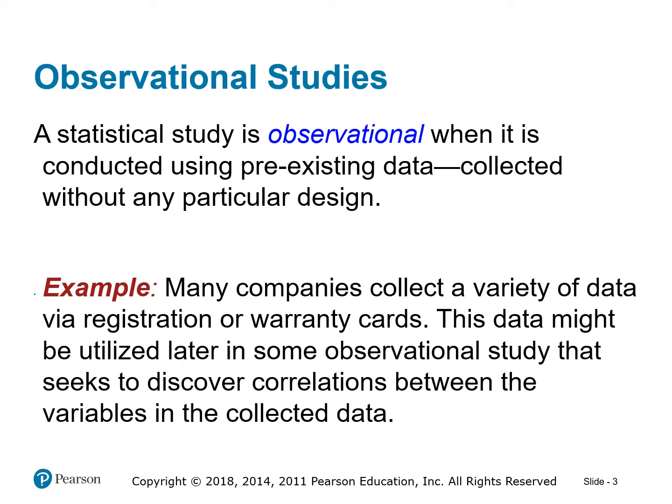I don't know if you realize this, but a lot of the time you spend in Statistics 1 is on observational studies. A lot of it's focused on looking at proportions and counting stuff and things we can observe from pre-existing data. For instance, I have an example here of a company that collects a variety of data via registration or warranty cards. If you've ever registered an electronic device that you've bought, like a vacuum cleaner or a computer, that's definitely what this is talking about. The data might be utilized later on in an observational study that seeks to discover a correlation between variables in the data collected. So maybe you notice that more people in a certain age group buy one model of your vacuum more than the others, that kind of thing.